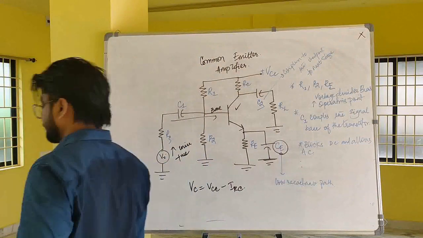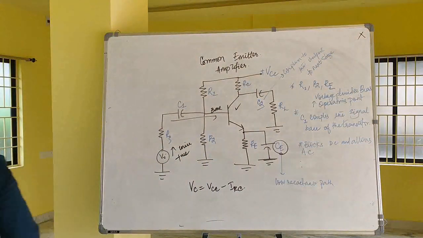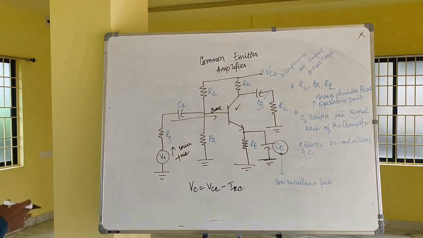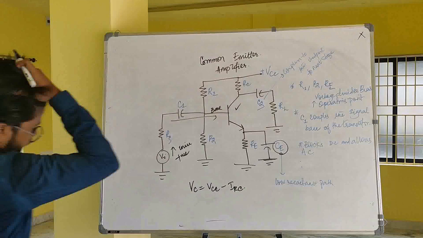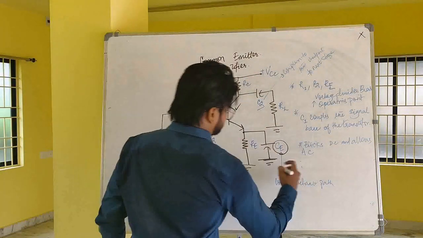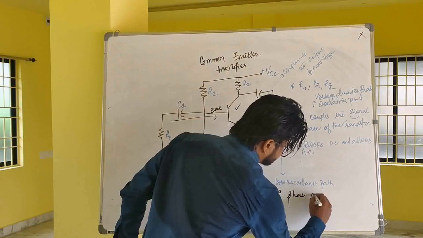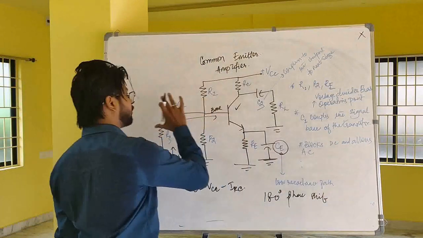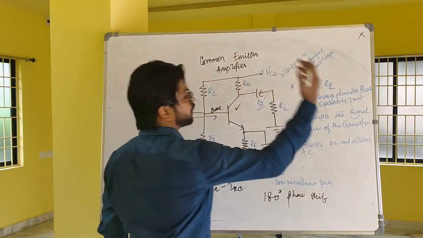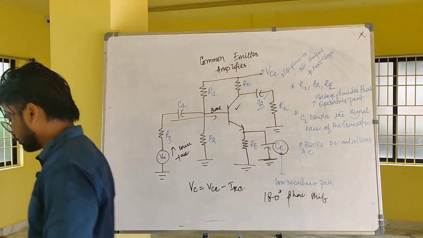The current Vi increases in a positive direction, and V0 goes in the negative direction, so a negative half cycle of the output can be obtained for the positive half cycle of the input. So this also provides a 180-degree phase shift, that is, the negative half cycle of the input provides a positive half cycle in the output.